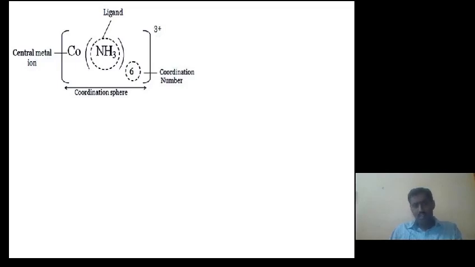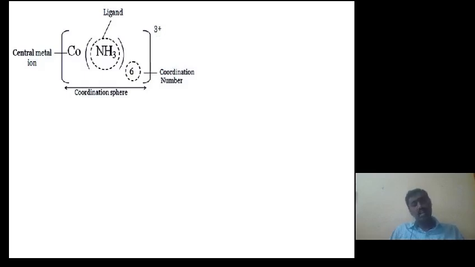So what is the second? The coordination sphere. In this complex compound, the central metal atom and the ligands attached to it are always written in the square bracket. So this part is called the coordination sphere. The third one is the coordination number. So what do you mean by coordination number? The coordination number is the number of ligands attached to the central metal ion, or the number of donor groups attached to the central metal ion. That is called the coordination number.